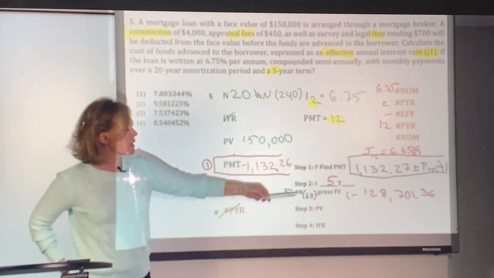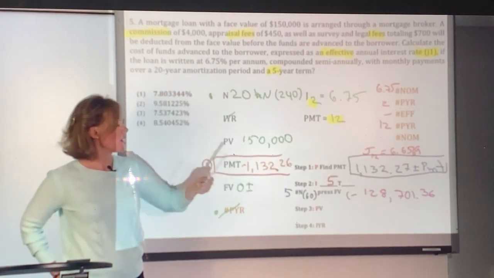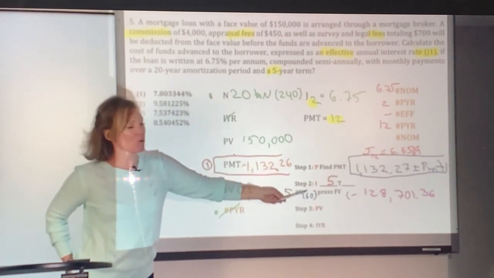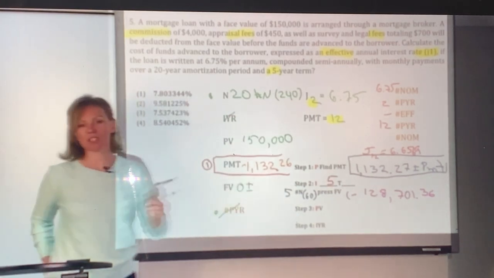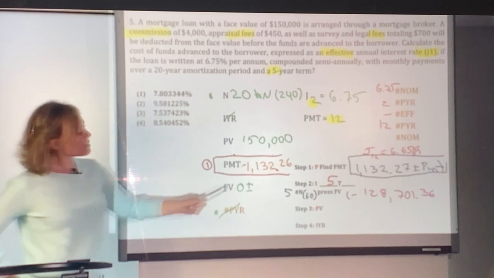So step 1, you found the payment. Step 2 is your I, which is your timeline, okay? You do your N and your years if it's given to you. If you don't have any term, you skip it, okay? But in this case, it's given to us. Step number 3, now this is something new. This is something you haven't done before, but in step number 3, it says PV.